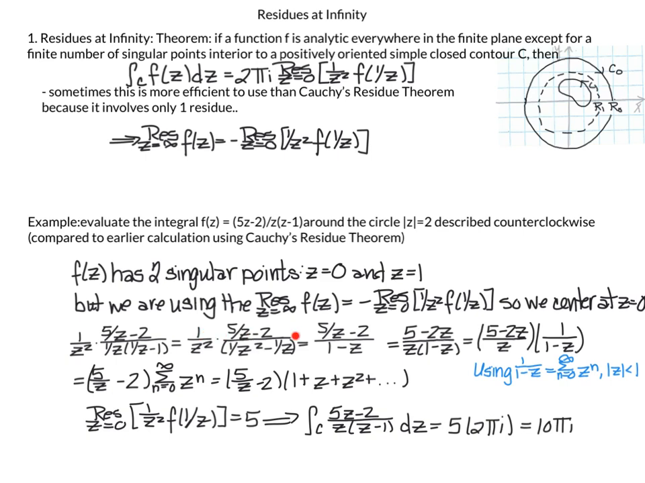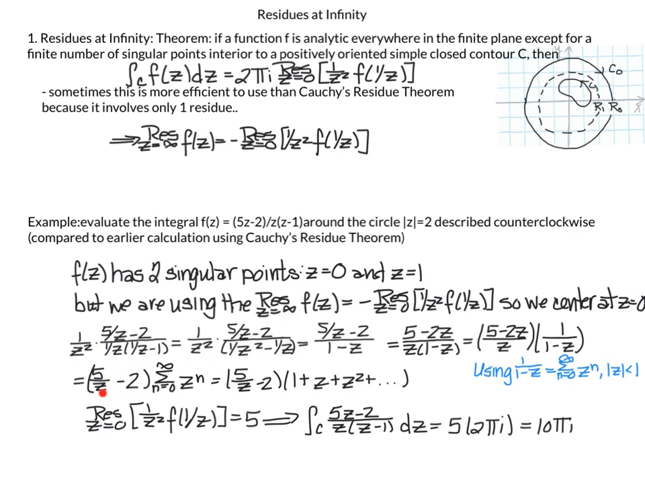The rest is algebra until I get to 5 minus 2z divided by z times z minus 1. Because I want to use this form for my series, I'm going to separate out my fraction so that I have 5 minus 2z over z times 1 over 1 minus z. Now here, this perfectly fits my form. Also here I can simplify this to 5 over z minus 2. The 2 is just a scalar multiple, so that's fine.